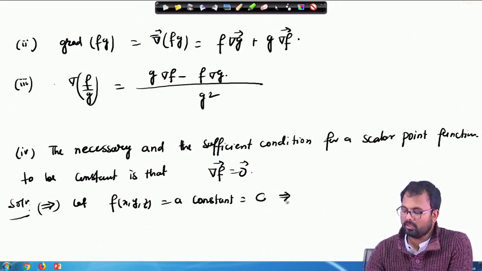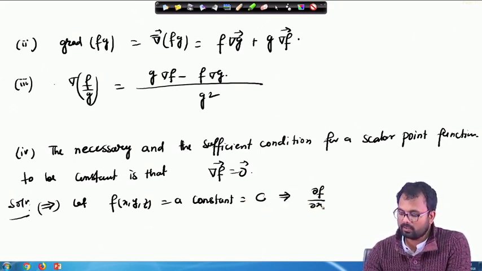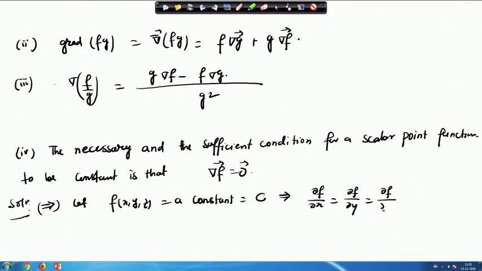So, obviously, from here we will have ∂f/∂x, ∂f/∂y and ∂f/∂z equal to 0, because the function is constant. So, the partial derivatives with respect to x, y and z would always be 0, and therefore, if I write the gradient of f, it would be ∂f/∂x times i, ∂f/∂y times j and ∂f/∂z times k, and since all these coefficients are 0, it is 0 times i plus 0 times j plus 0 times k, which is a 0 vector. So, the condition is necessary and that has been established.